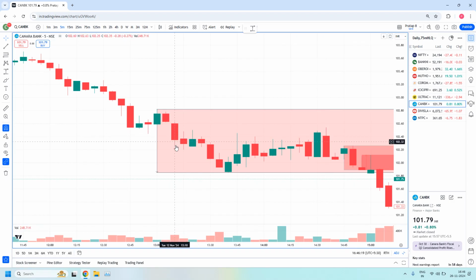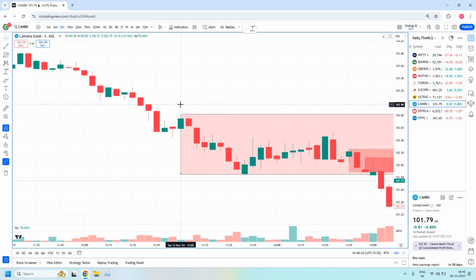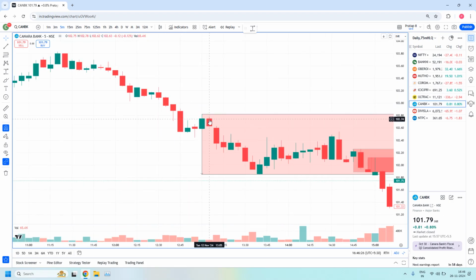Again, you may feel there is a leg out. Definitely there could be a base. That is what I am saying. See here all these candles, I am thinking they could be medium size leg candles. That's why I don't want to take any extra risk.